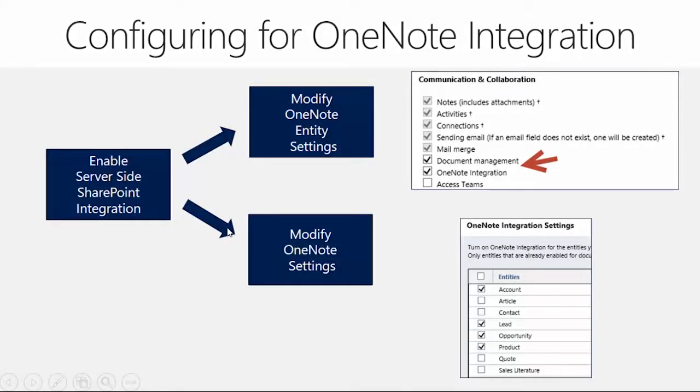What you basically have to do is go in and configure the OneNote functionality. We talked a little bit about this with the SharePoint functionality, but first you have to enable SharePoint integration. You then have to modify the entity settings to allow it to use OneNote integration. And then you have to modify the OneNote integration settings to turn on what functionality you want to use inside the app. So it's kind of a two-tier process. But let's look at what that looks like inside the app. Let's go ahead and hop in and do that.